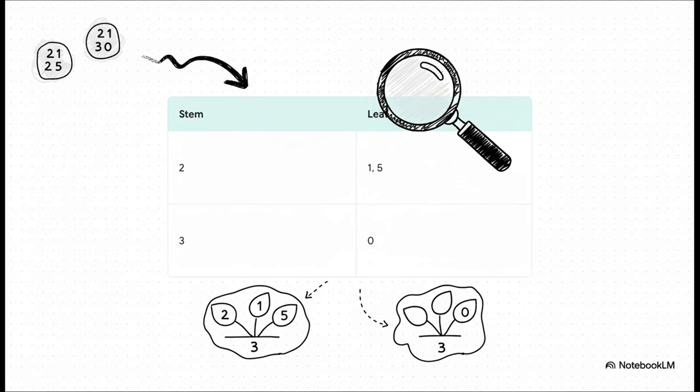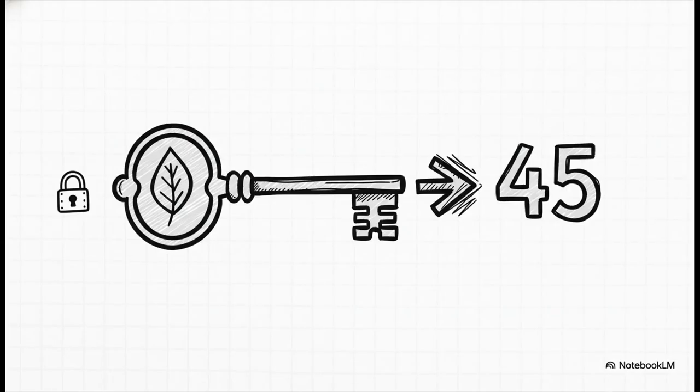Then you just add 2 leaves to it, a 1 and a 5. See? And for 30, the 3 is the stem, and the 0 is the leaf. And here's the really cool part. You've totally organized the data, but you haven't lost a single one of the original numbers. They're all still there.